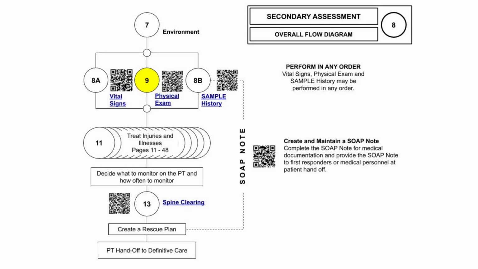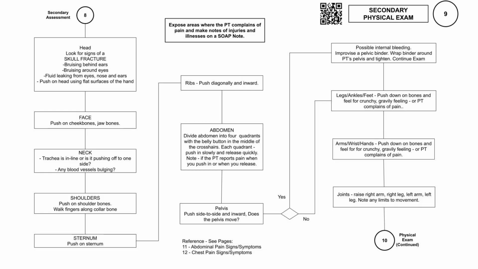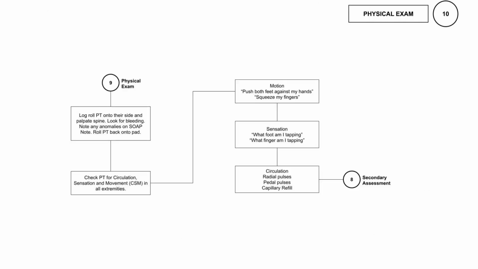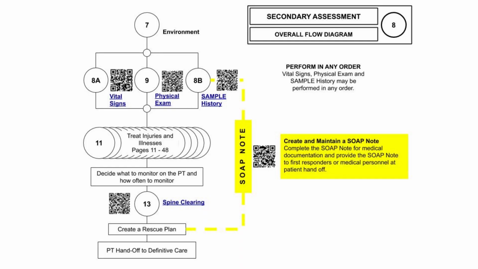The physical examination in the secondary assessment is more thorough than the physical exam we performed in the primary assessment. It involves a head-to-toe check to identify any injuries or conditions that might have been missed initially. As part of the secondary assessment, documentation is key. This is where SOAP notes come into play.